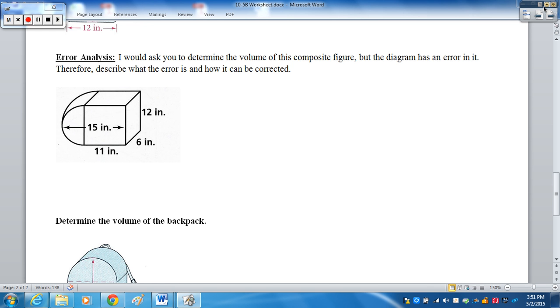And we would come to realize that there was a problem within this problem. And that's this. The directions say this. I would ask you to determine the volume of this composite figure, but the diagram has an error in it. Therefore, describe what the error is, and how it can be corrected.